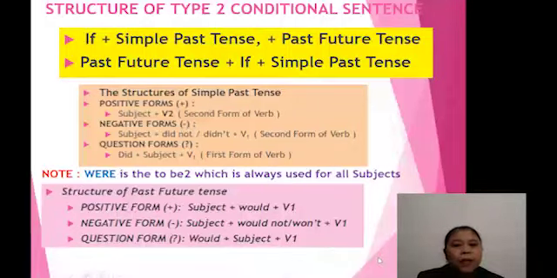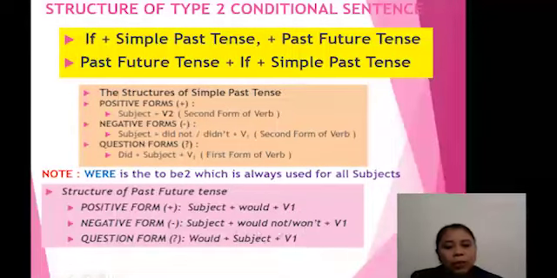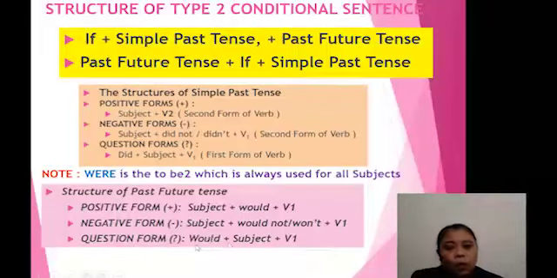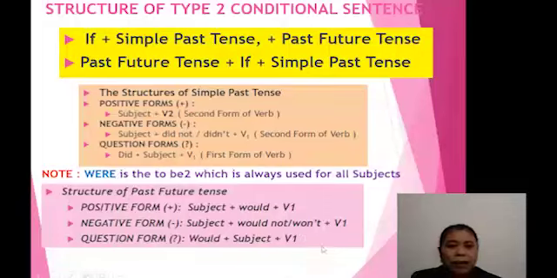And the structure of past future tense: the positive form, subject would plus verb 1; the negative form, subject plus would not or wouldn't plus verb 1; and the question form, would, subject plus verb 1. There should be a question mark here. Okay, can we go to the examples?